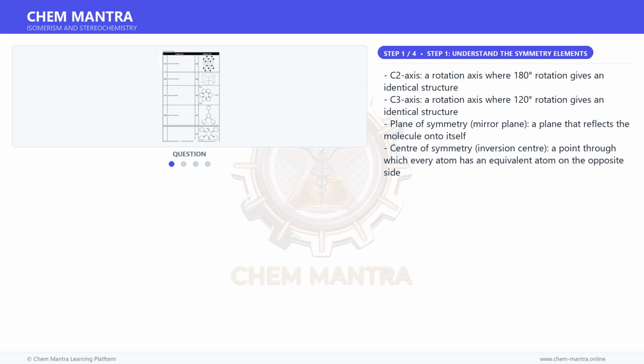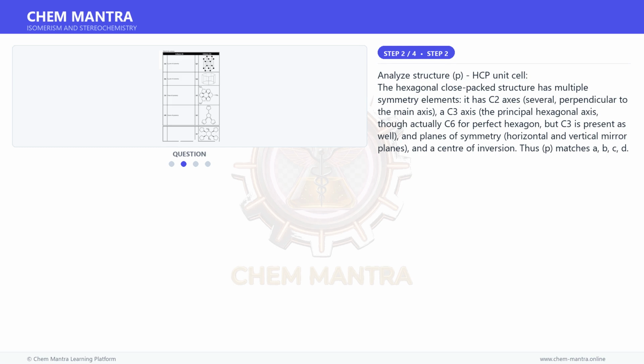C3 axis, a rotation axis where 120 degrees rotation gives an identical structure. Plane of symmetry, mirror plane, a plane that reflects the molecule onto itself. Center of symmetry, inversion center, a point through which every atom has an equivalent atom on the opposite side.